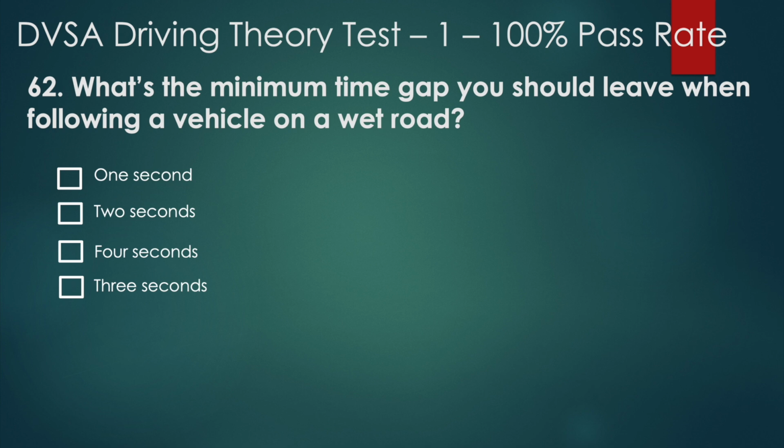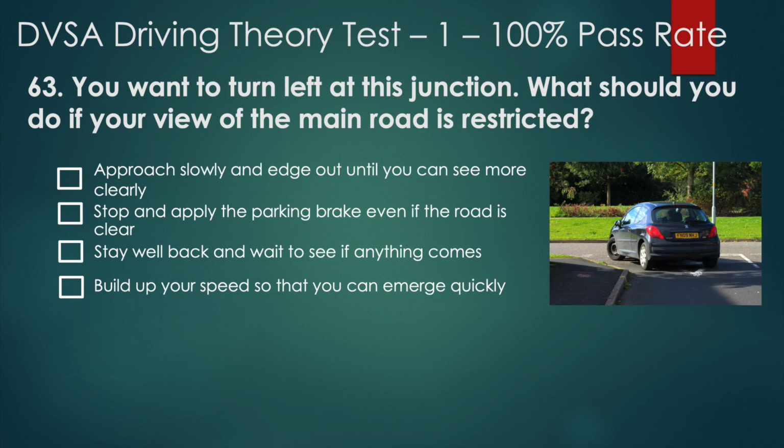62. What's the minimum time gap you should leave when following a vehicle on a wet road? A. 1 second. B. 2 seconds. C. 4 seconds. D. 3 seconds. And the answer is C. 4 seconds.